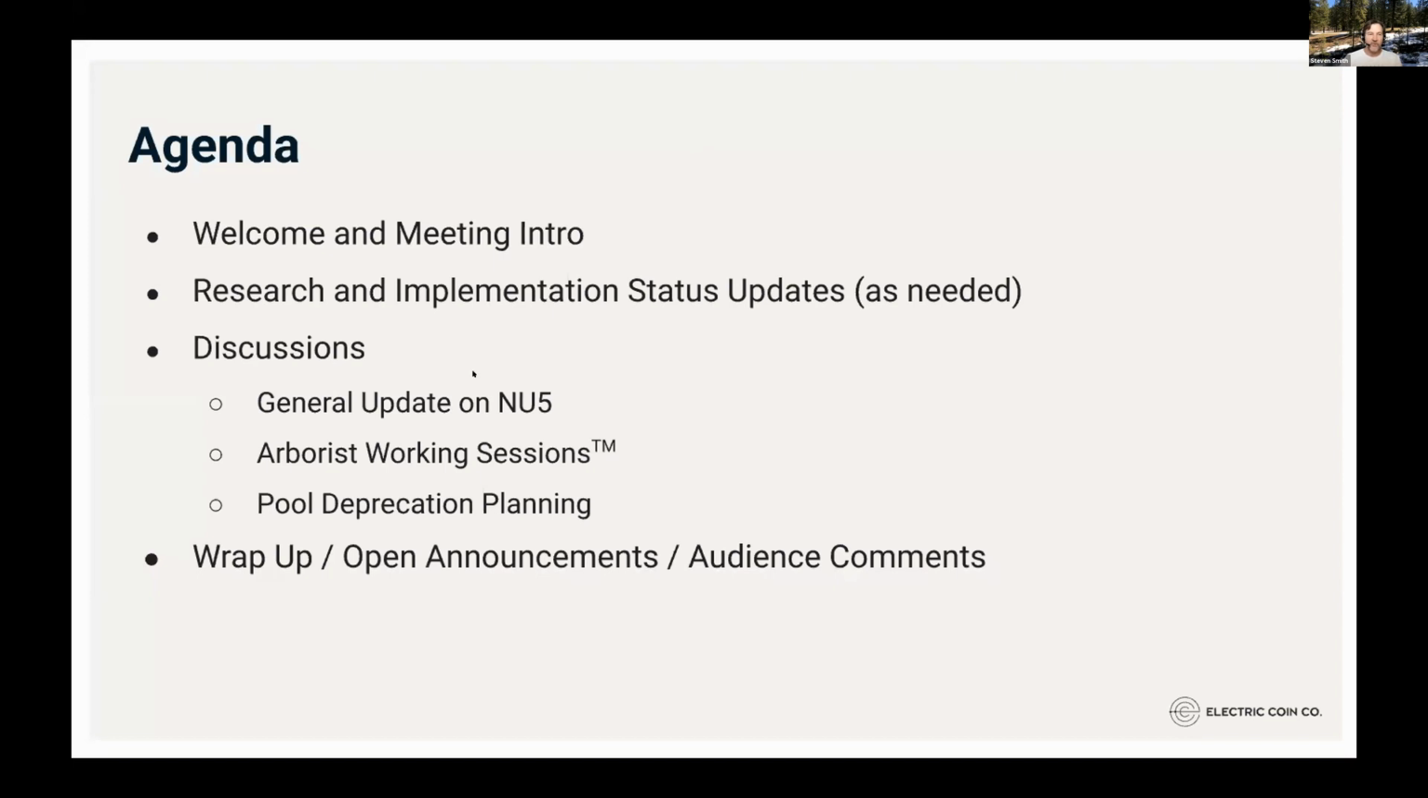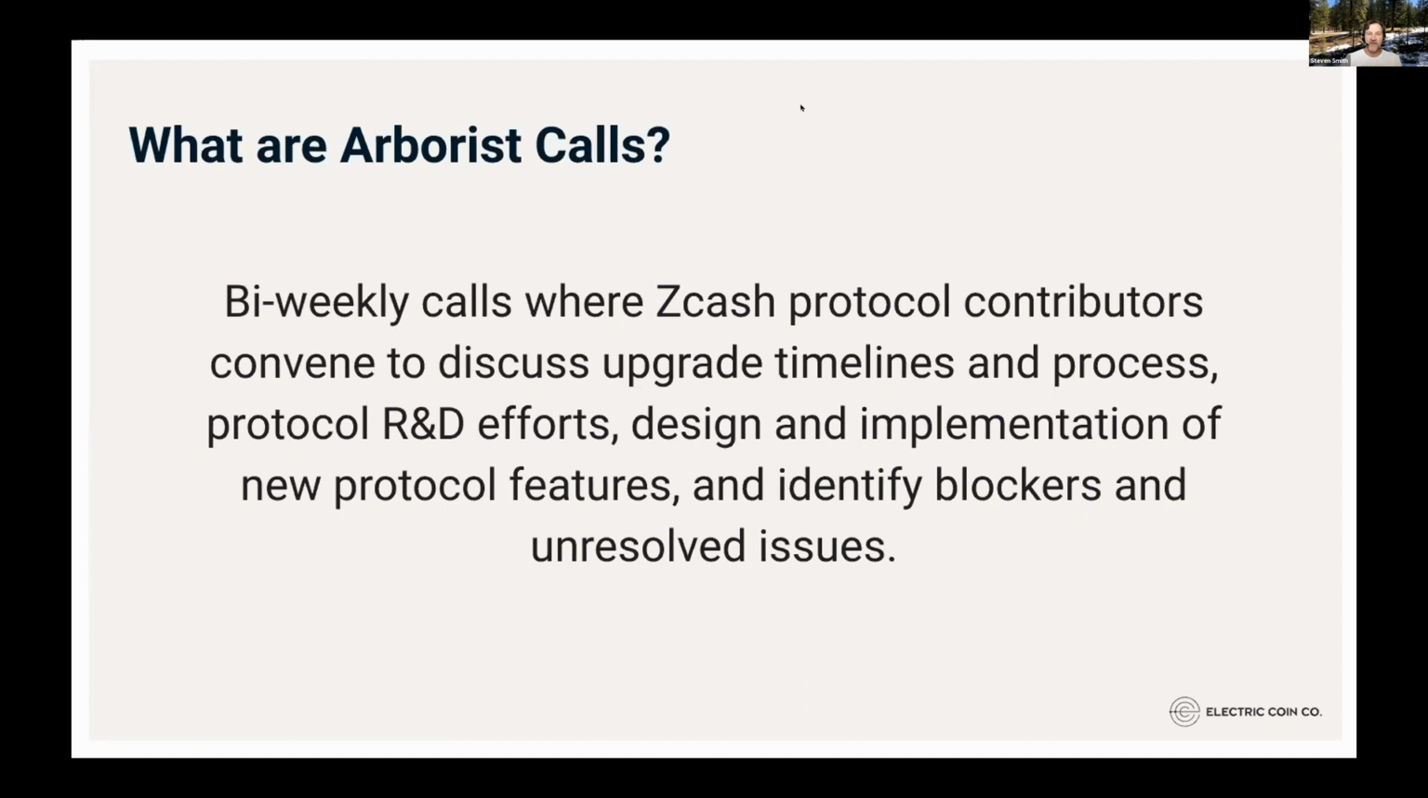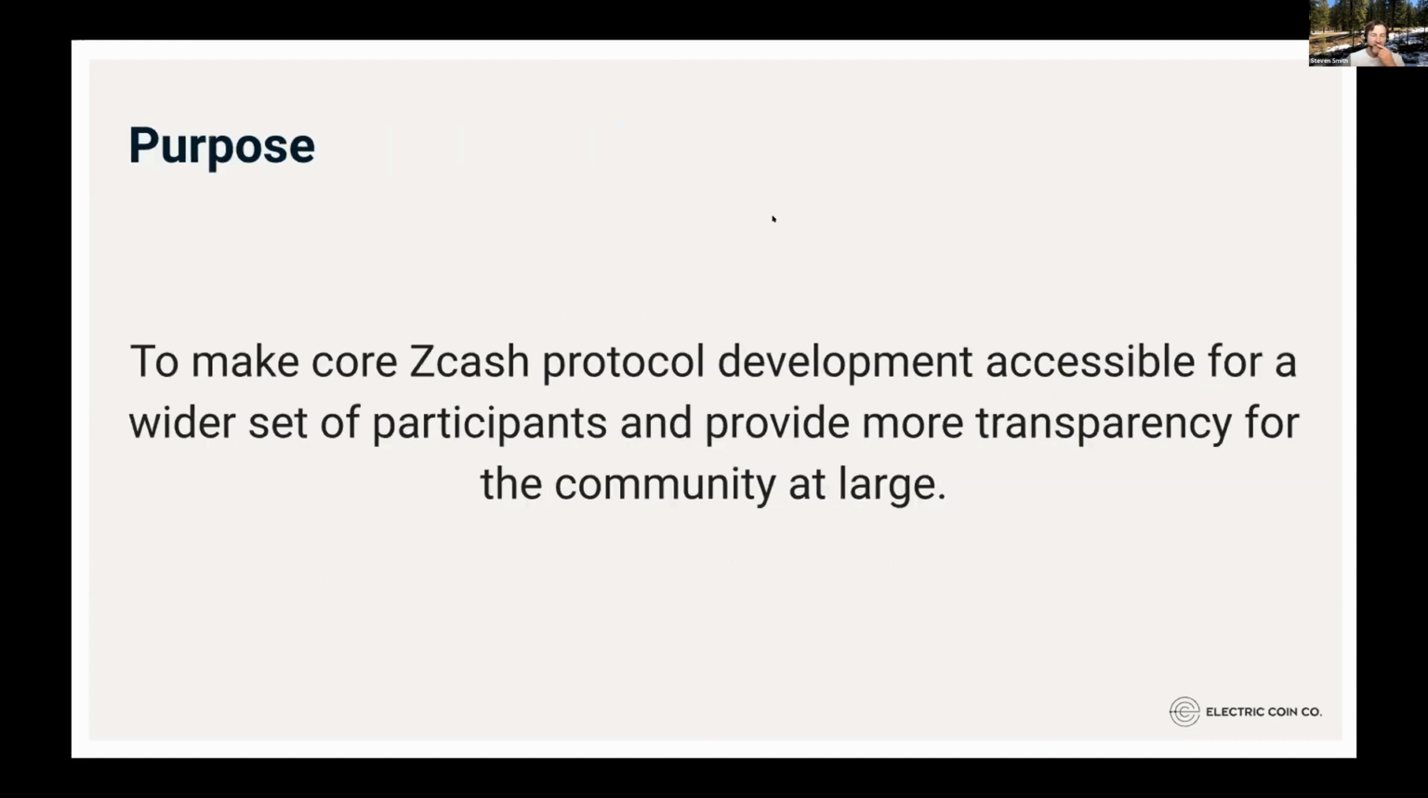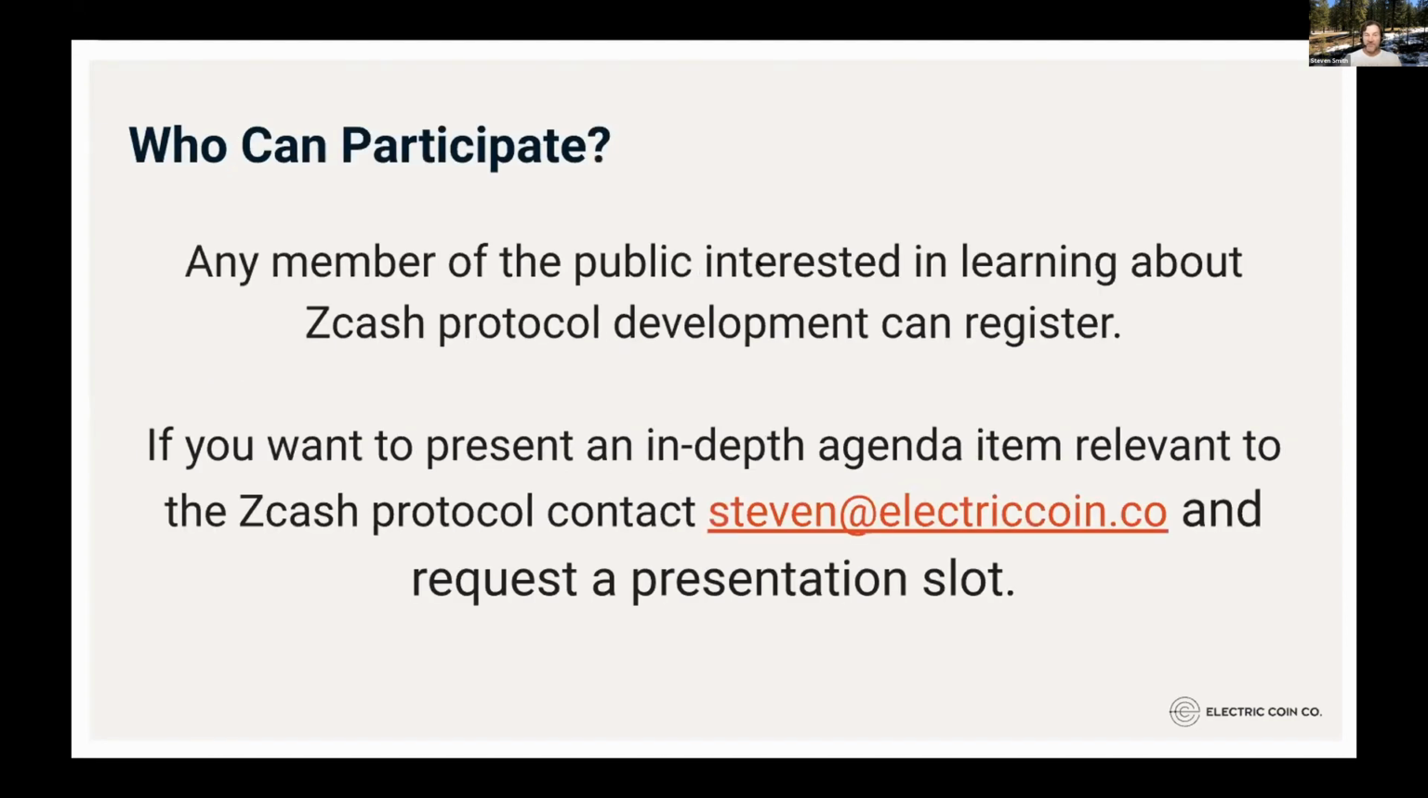All right, moving forward. Arborist calls, again, for folks that may not be familiar with them, are essentially where protocol developers get together to talk about upgrade timelines, protocol features, what's going on in R&D, sometimes the design of things, implementation specifics, new features, and to identify blockers, concerns, etc. And the goal is just to make protocol development more accessible and more transparent to the community at large, so everyone knows what's going on and has the opportunity to participate in whatever part they might want to jump in on. Anyone can participate in protocol development, of course, but also in these calls.